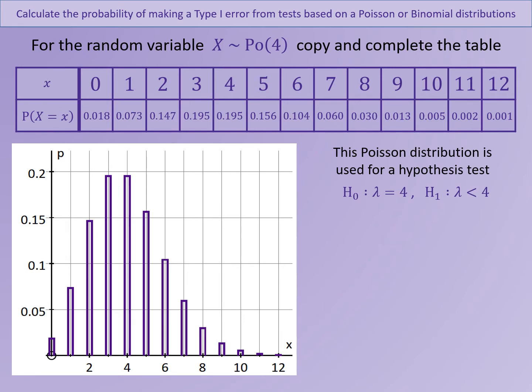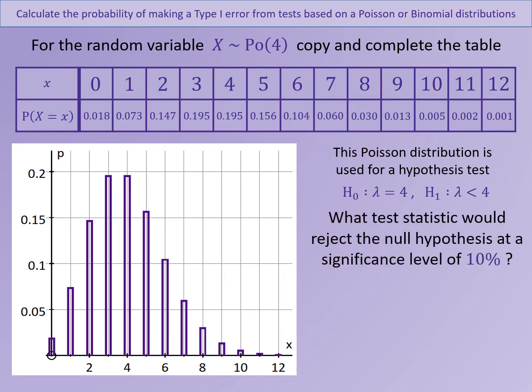Suppose this Poisson distribution is used for a hypothesis test with a null hypothesis that lambda is 4 and an alternative hypothesis that lambda is less than 4. We want to know what test statistic we would need to observe in order to reject the null hypothesis if the significance level was set at 10%. In other words, we are looking for a value a such that the probability that x is less than or equal to a is less than 0.1.